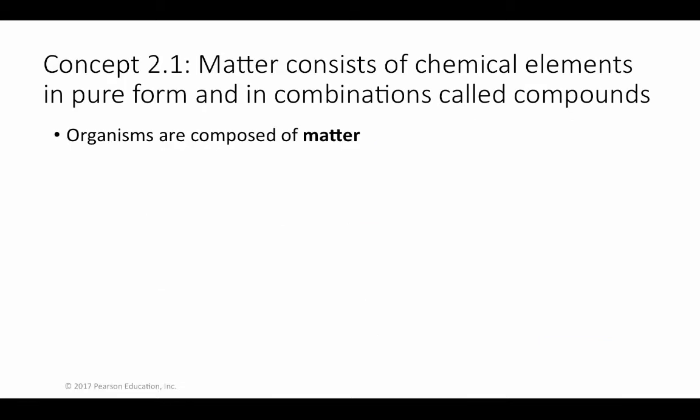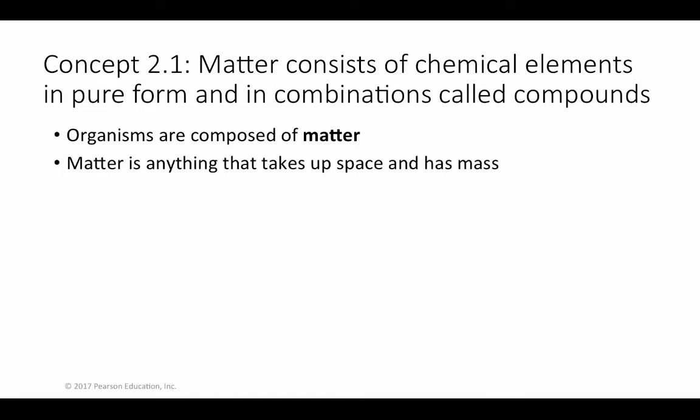So the first concept that the book emphasizes is that matter consists of chemical elements in pure form and in combinations called compounds. So first of all, what is matter? Organisms are composed of matter. What do we mean when we say matter? Matter is anything that takes up space and has mass. So no matter how little space that is and how little mass that is, if it takes up space and has mass, this is what we call matter.